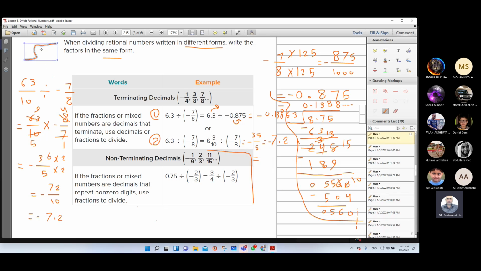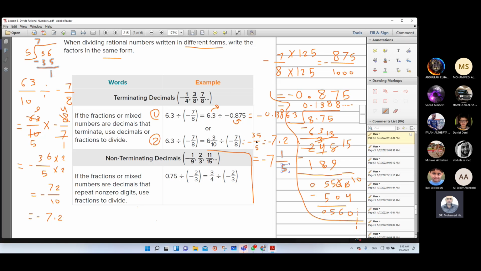36 divided by 5 will be 7. 7 times 5 will be 35. Now 36 minus 35 will be 1. So the quotient means the whole number, and the remainder means the numerator, and put the same divisor, which means the denominator, here 5.